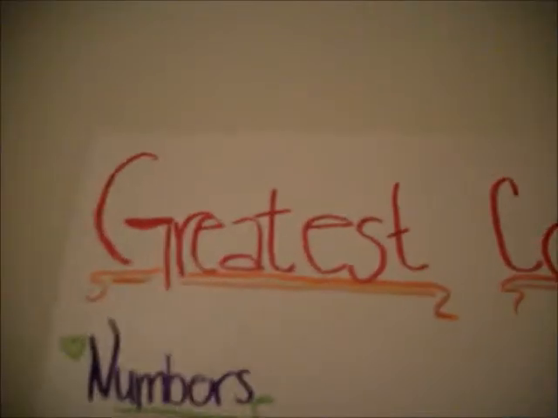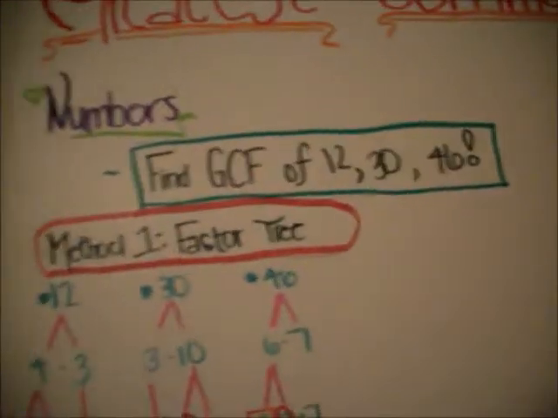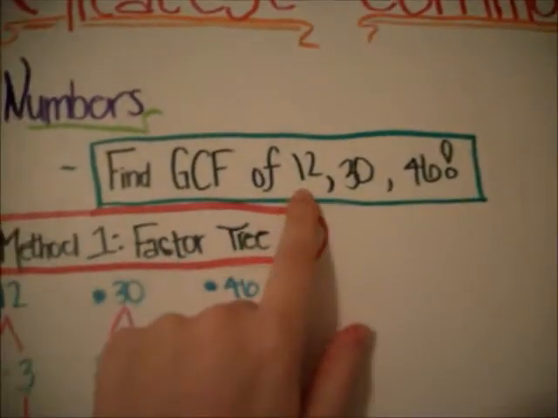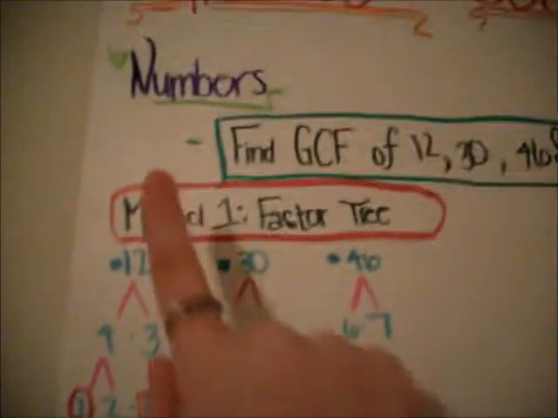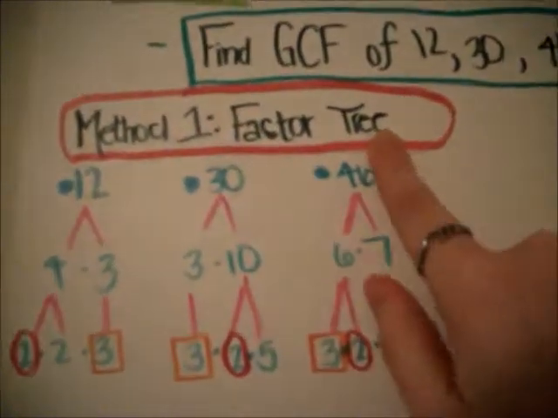Okay, I'm going to teach you about greatest common factors. Now with numbers, here's an example. Find the greatest common factor of 12, 30, and 46. Now there's method 1. You make a factor tree.